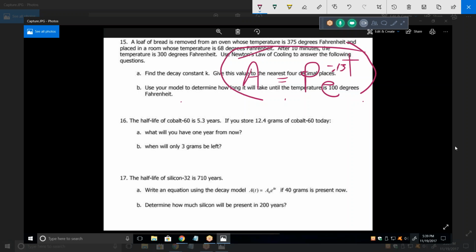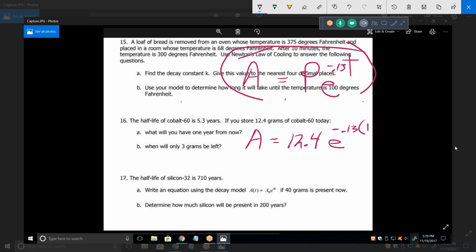So what do I do next? What will you have 1 year from now? Tell me what I should write. Let's see. You got the 12.4 and then times E. Hold on, give me the full equation, starting from the left. Oh, A equals 12.4 times E to the power of negative 0.13 times 1.